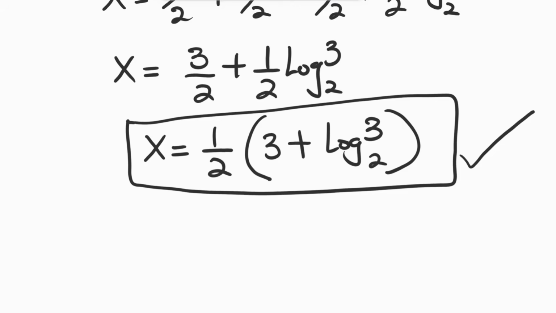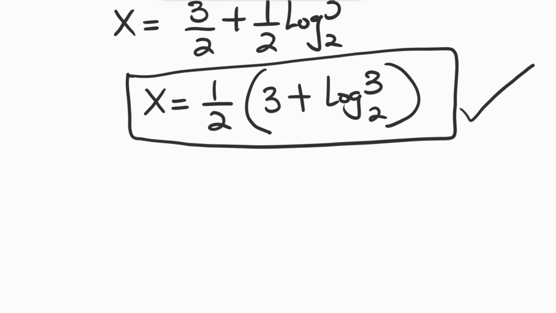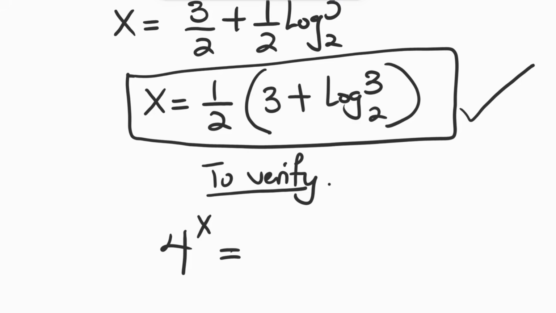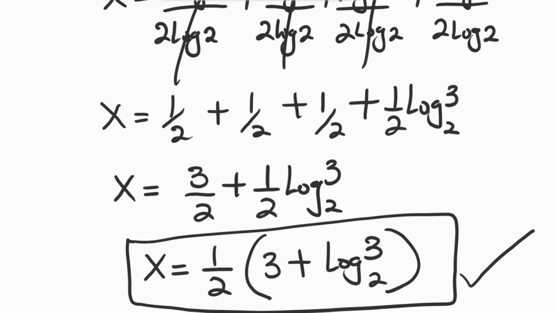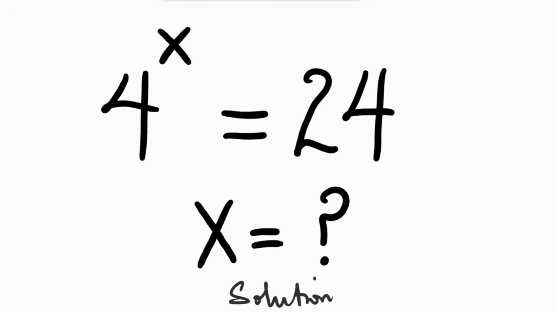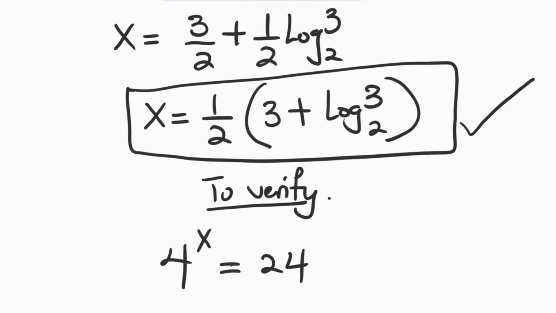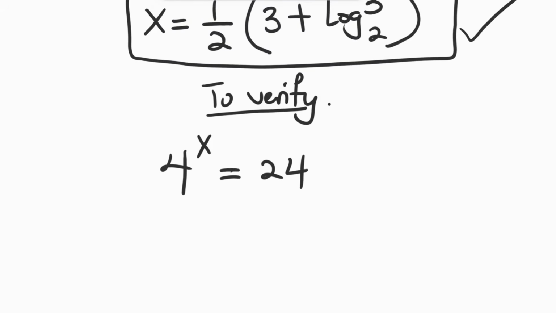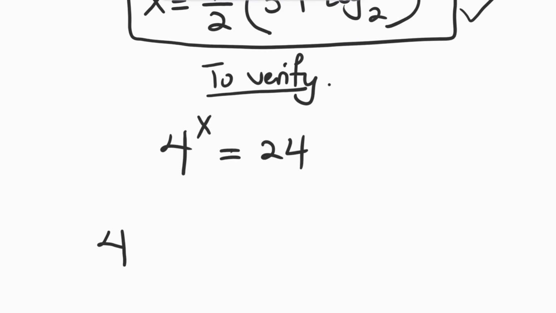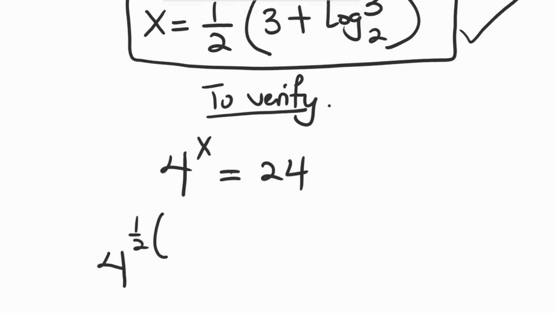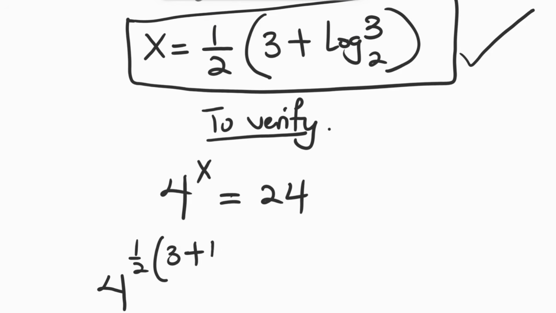Now, we're not going to stop here. We're going to go ahead and verify this value of x just to confirm that it is correct. So now to verify, we need to plug in this value of x into our first equation, which is the question. 4 raised to the power x equals 24. I believe it's 24. Yeah. So let's plug in the value of x. Now we have 4 raised to the power half of 3 plus log of 3 base 2.